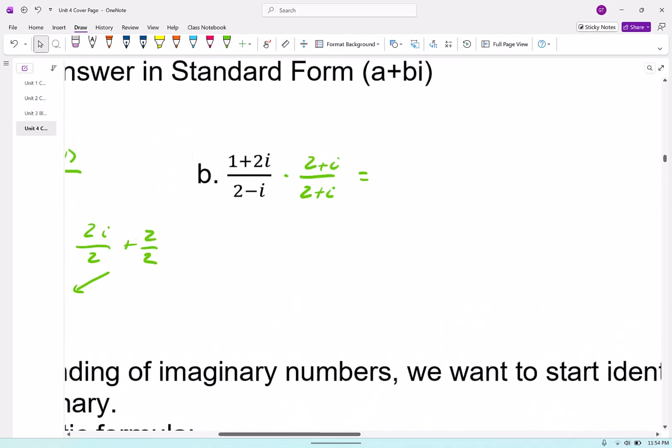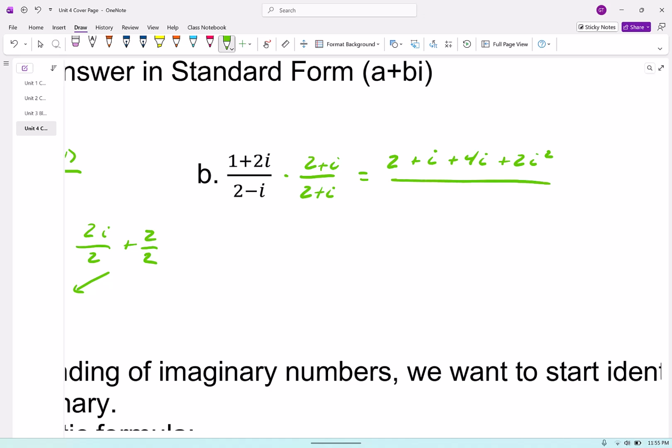When we FOIL things out, we're going to end up with 2. 1 times 2 is 2. 1 times i is i. And then 2 times 2i gives me plus 4i. And then i times 2i gives me plus 2i squared. Okay, over, difference of squares, so it's going to be 4 minus i squared.